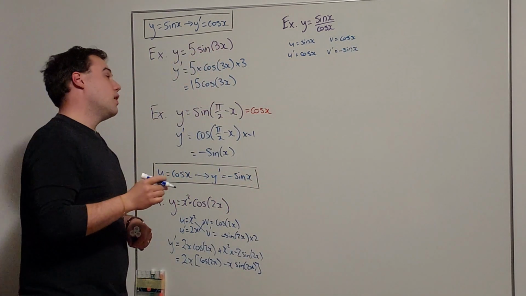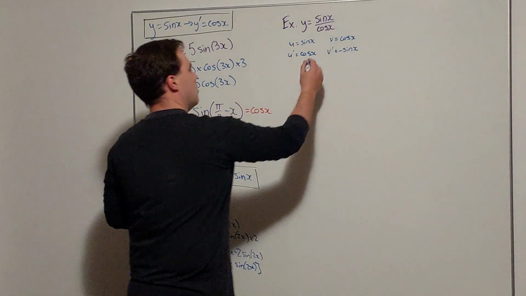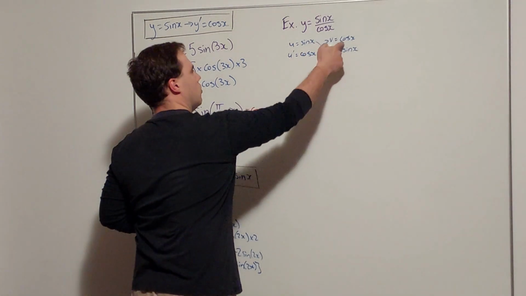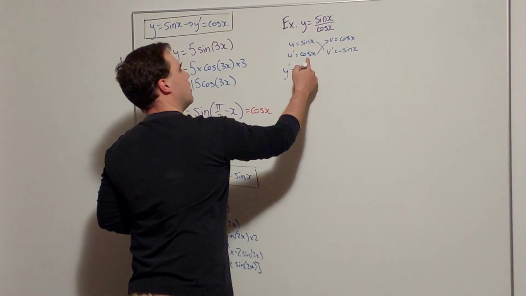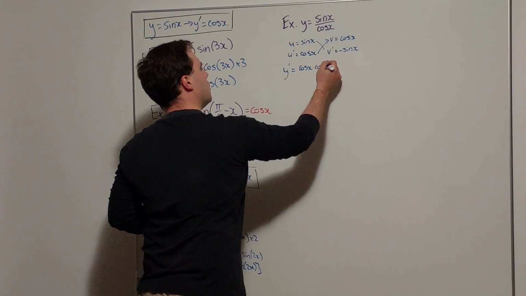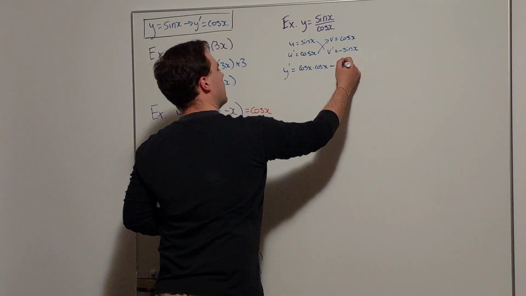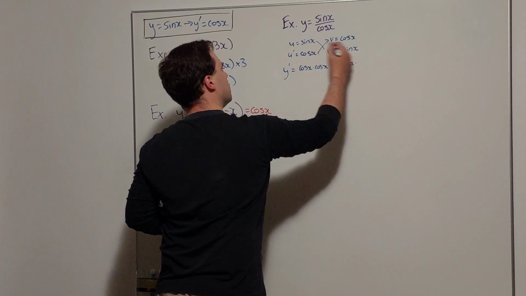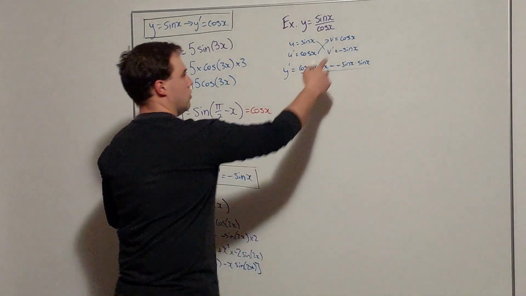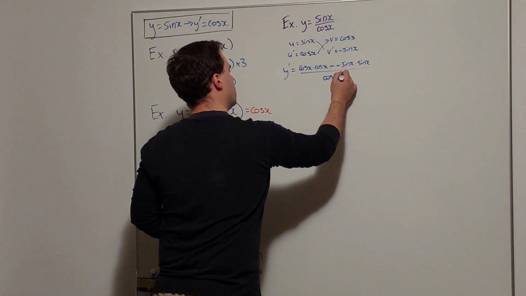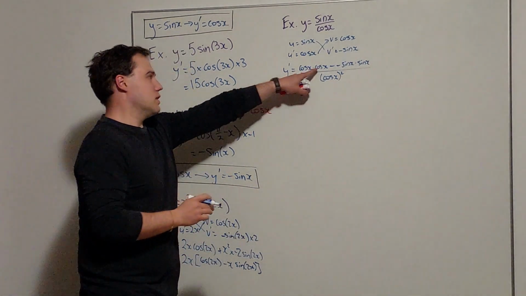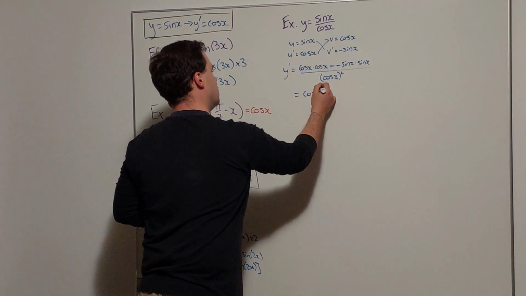Alright, so now we can use the quotient rule. We've got u dash v first minus v dash u all over v squared. So we're going to have cos x times cos x minus negative sine x times sine x all over v squared, so all over cos x squared.